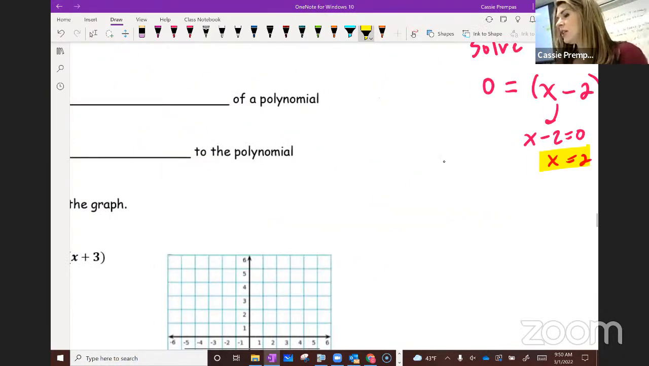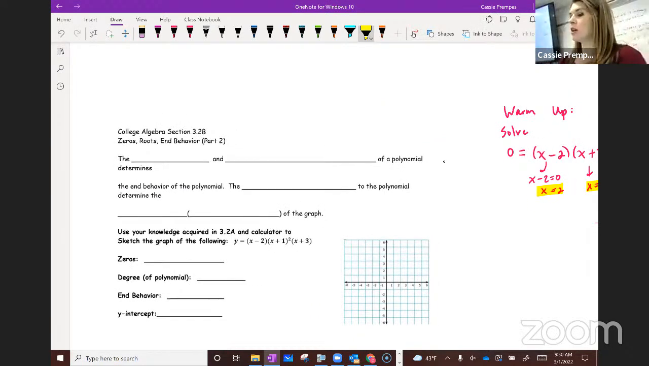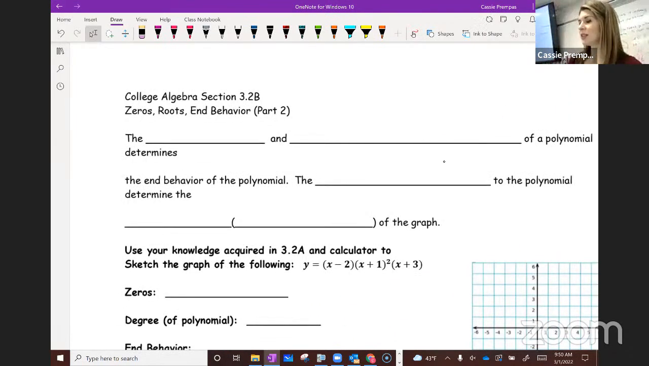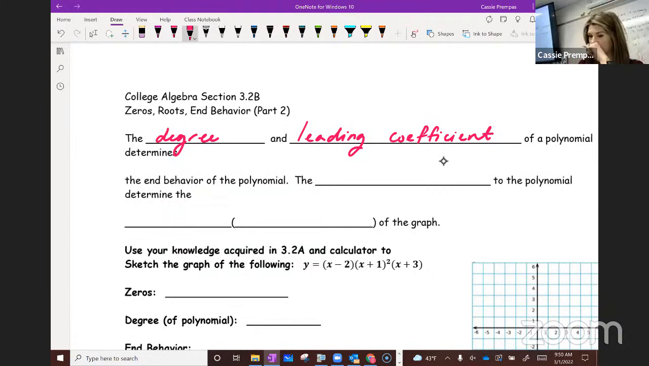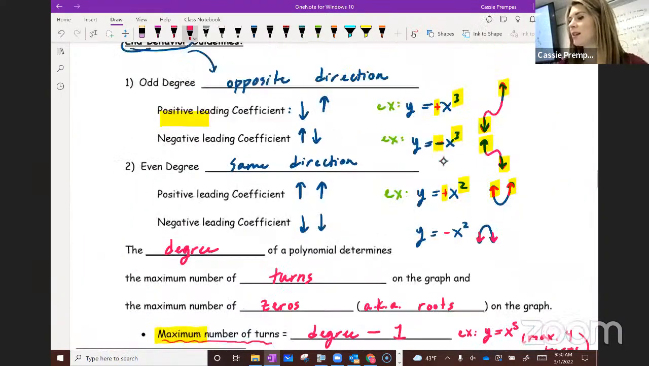All right, now let's continue building our understanding from yesterday. Yesterday we learned that the degree and the leading coefficient of a polynomial determines the end behavior. So go ahead and write that in. The degree and leading coefficient of a polynomial determines the end behavior of the polynomial. It's been a while since yesterday, so let's make sure we can go back and revisit and see how. As a quick reminder, we learned this yesterday.